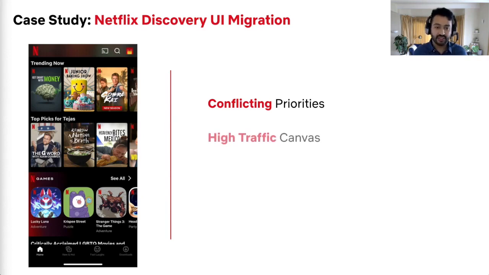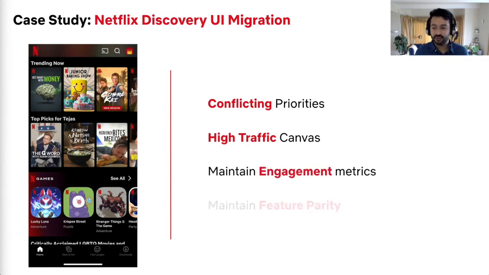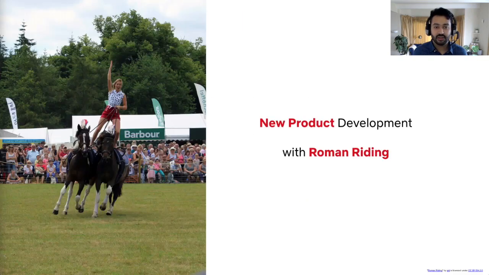So we managed to get them on board to move things along. Then we have dimensions of scale. Over 200 million members use this canvas to discover what to watch. So you can only imagine how much traffic this screen receives. And we had to absolutely maintain engagement metrics and feature parity. Migration can take months, sometimes years. Any new feature we add during the migration needs to be exposed via both GraphQL and Falcor. And while Roman writing is a fun spectator sport, I don't think developers are super excited about maintaining their features in two discrete systems. But this is the price we have to pay.